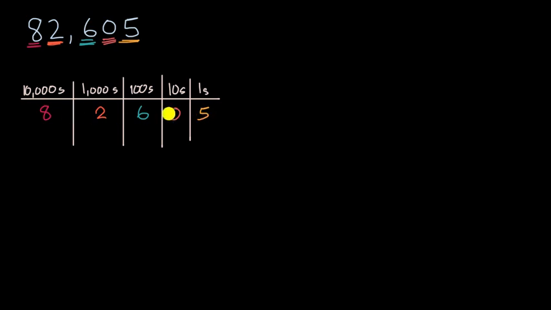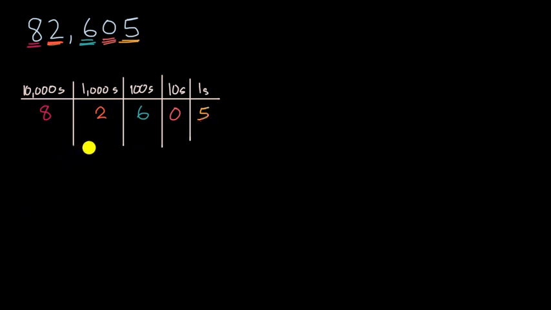So now that we have this representation, let's write it out in words. And you don't have to do this every time, but I'm just trying to make sure we see every possible way of thinking about it. So you could say 8 10,000s, 2 thousands, 6 hundreds, and 5 ones, but that's not exactly how people would say it out in words. What is typical is that people would say 82 thousand, 605. And so I'm going to write it that way.